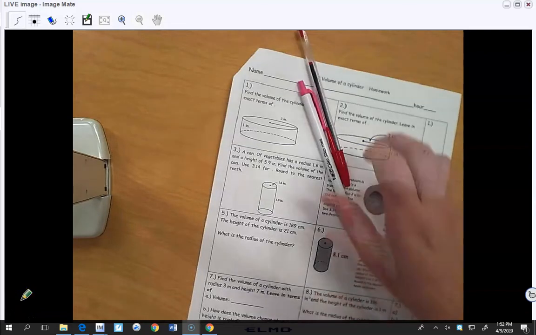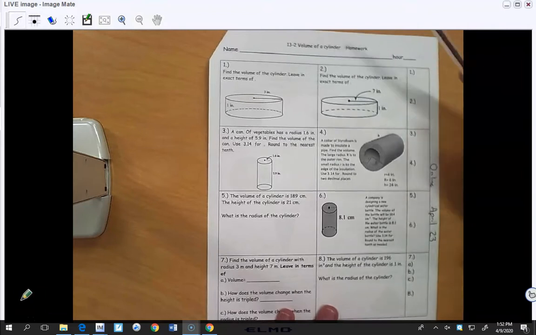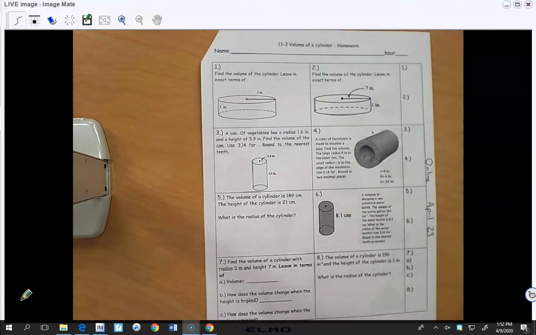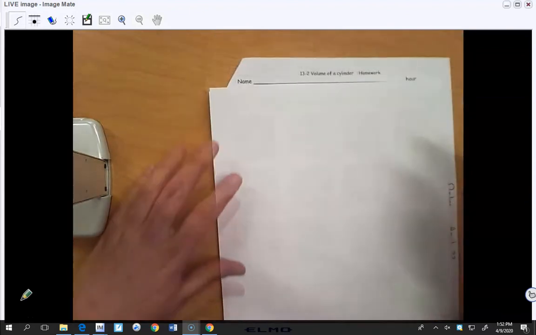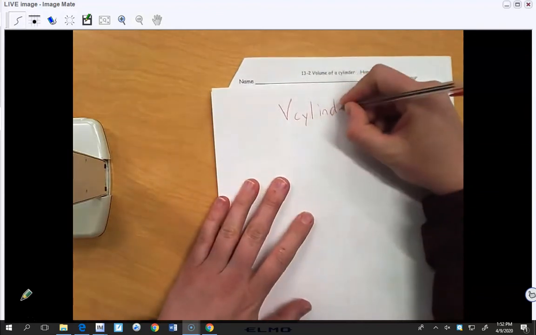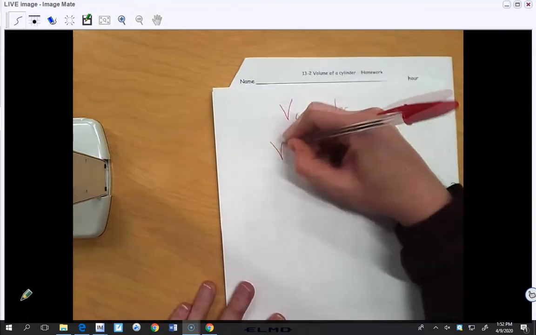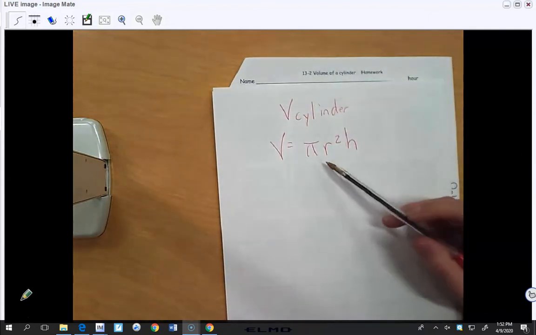Going to be talking about how to find the volume of a cylinder. A cylinder, you will recall, is a can, or like a paper towel roll, or a toilet paper roll. The formula for volume of a cylinder is pi r squared h. Recall that pi is 3.14.